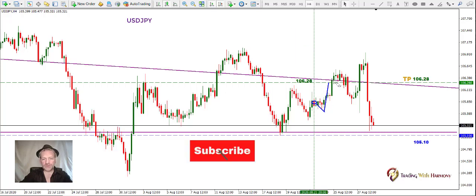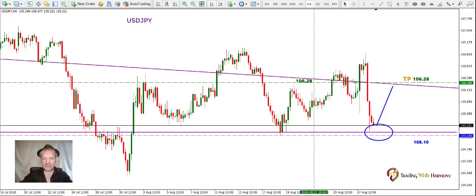So for this week then, if we can get price to hold in this level, I'm looking for price to come back up one more time and hit this level, being the 106.28 again, just underneath the bearish trend line as well. This is the point I'm looking for this week.